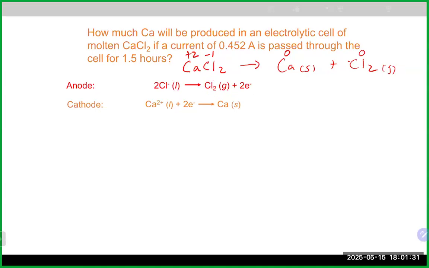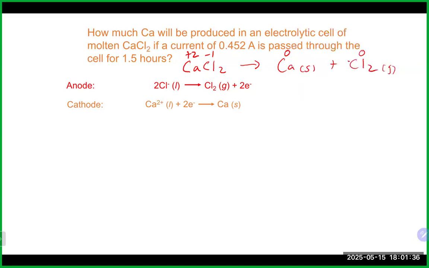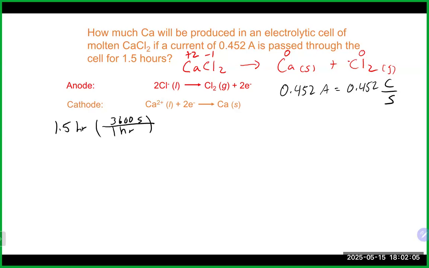So we have our two half reactions here, and obviously you do want to make sure that your half reactions are balanced and you have the right moles of electrons. In this case, we have the amperage, which is 0.452 A, and that is the same as 0.452 coulombs per second. Because that is in seconds, we would want to take our 1.5 hours and convert it into seconds. So 1 hour, there's 3,600 seconds, I hope.